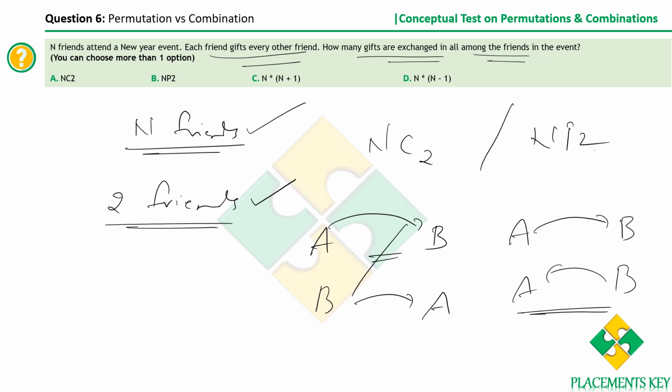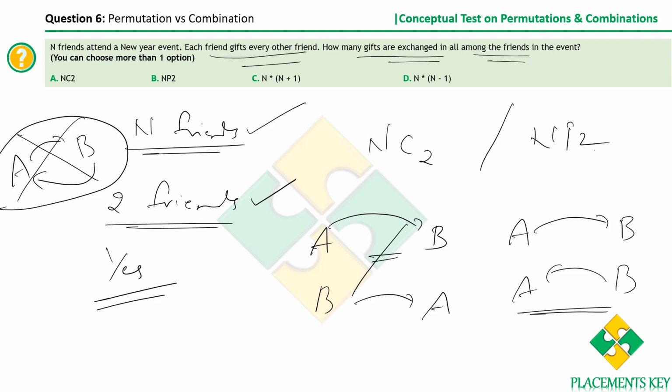So is order important? Yes, order is important. Earlier it was a handshake where A shaking hand with B is equivalent to B shaking hand with A, right? It's the same. Order is not important. Whereas in this case, order is important because A gifting B is not equivalent to B gifting A. Since order is important, it's a permutation based question. Therefore, it has to be NP2. It's as simple as this. Okay.